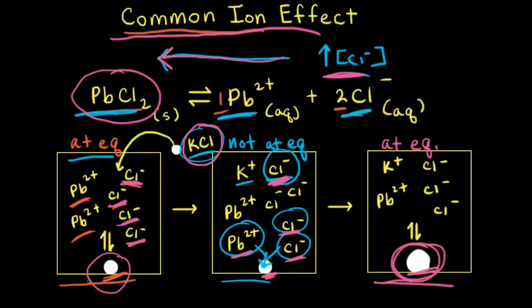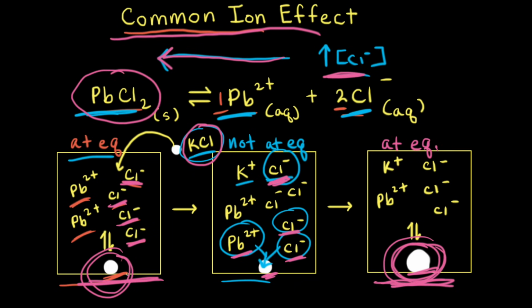So if we compare the first diagram with the third diagram, the first diagram has more of the lead 2 chloride in solution, and the third diagram has less of it. Therefore, the addition of the common ion of chloride anion decreased the solubility of lead 2 chloride. So the common ion effect says that the solubility of a slightly soluble salt, like lead 2 chloride, is decreased by the presence of a common ion.